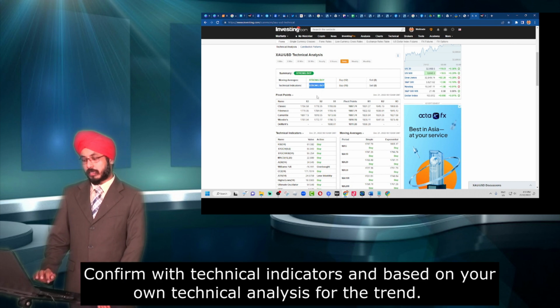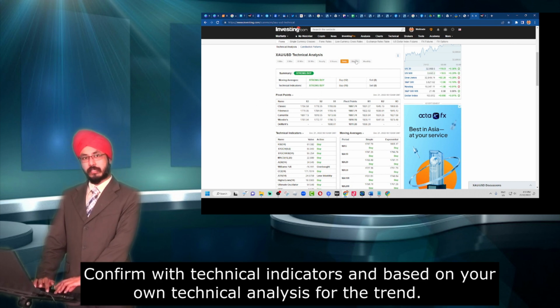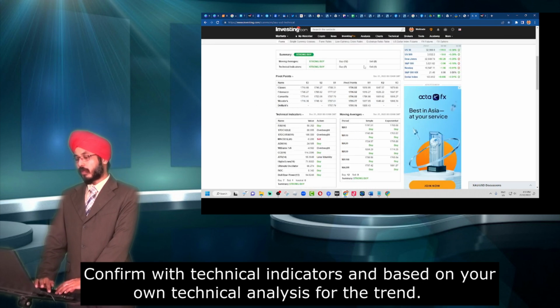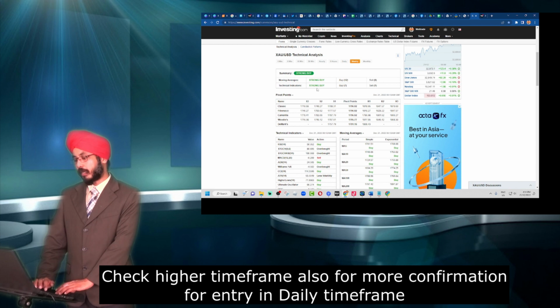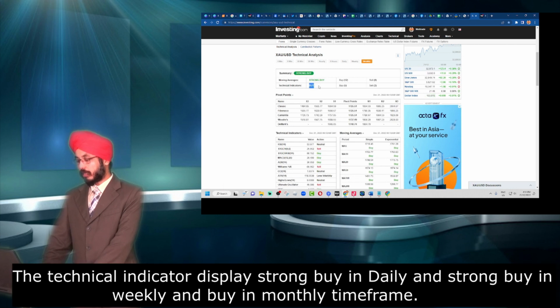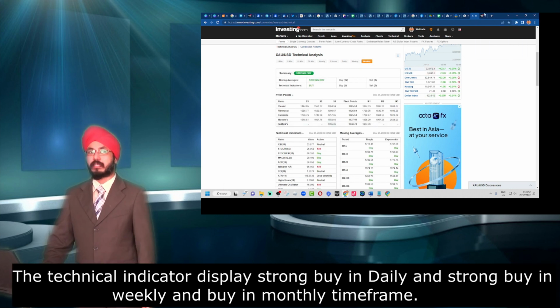The first step that we can do is to look at what our technical indicators are indicating. As we are able to see here, our technical indicators are telling us a strong buy. We will have to check with the weekly and also the monthly. At the weekly, our technical indicators indicate a strong buy, and the monthly is also giving us a buy as well.